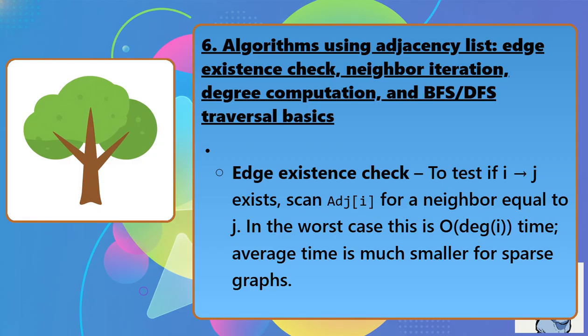Edge existence check: to test if i to j exists, scan edge[i] for a neighbor equal to j. In the worst case, this is O(degree of i) time. Average time is much smaller for sparse graphs.